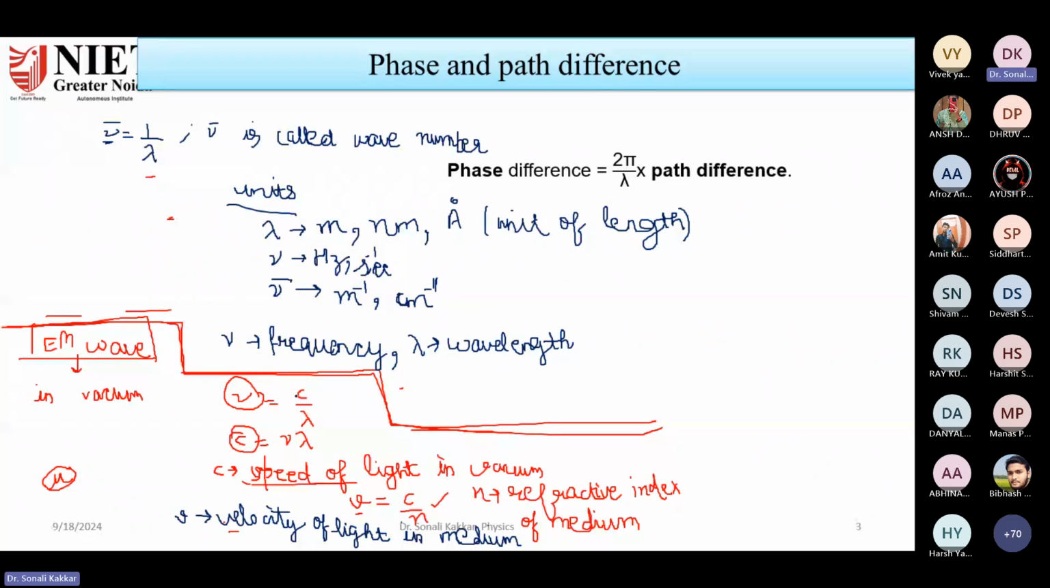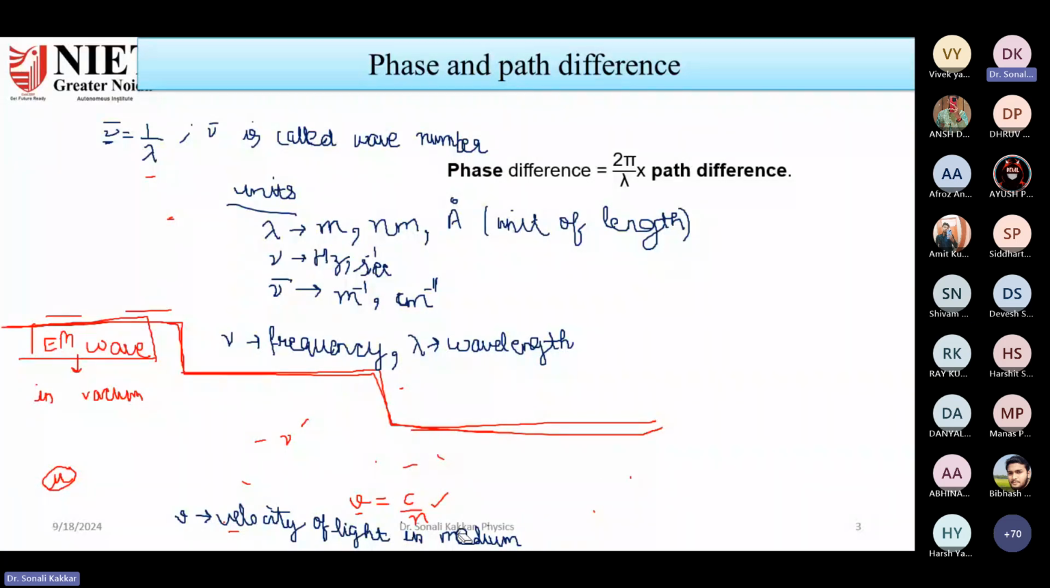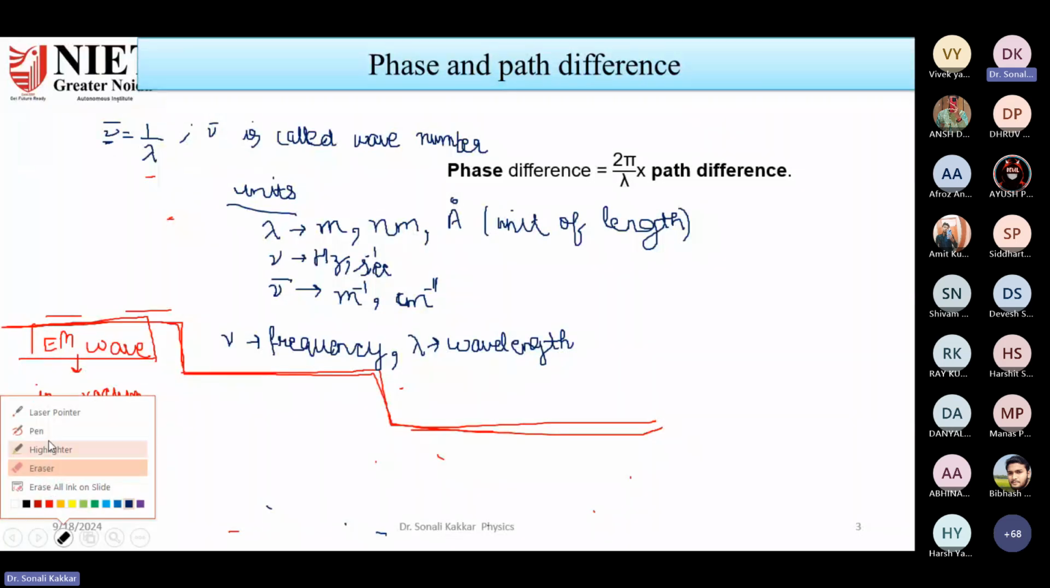Have you written down this portion? Velocity part? Yes, ma'am. Should I erase it? Okay, so now you will tell me what will happen to wavelength and frequency when light travels in a medium. Velocity, you have seen that velocity decreases by a factor n. Now you will tell me what will happen to velocity, frequency and wavelength.